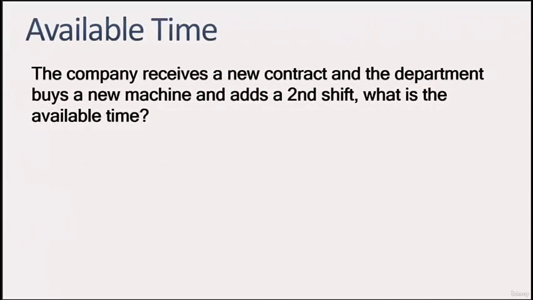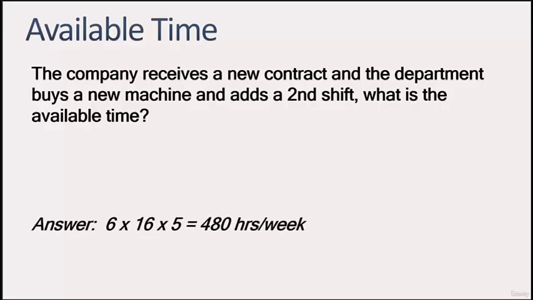Let's make a couple of changes to the question and run the calculation again. The company receives a new contract, and the department buys a new machine and adds a second shift. What's the new available time? We now have 6 machines times 2 shifts, which is 16 hours per day, times 5 days per week equals 480 hours per week. The available time for the department has increased to 480 hours per week.